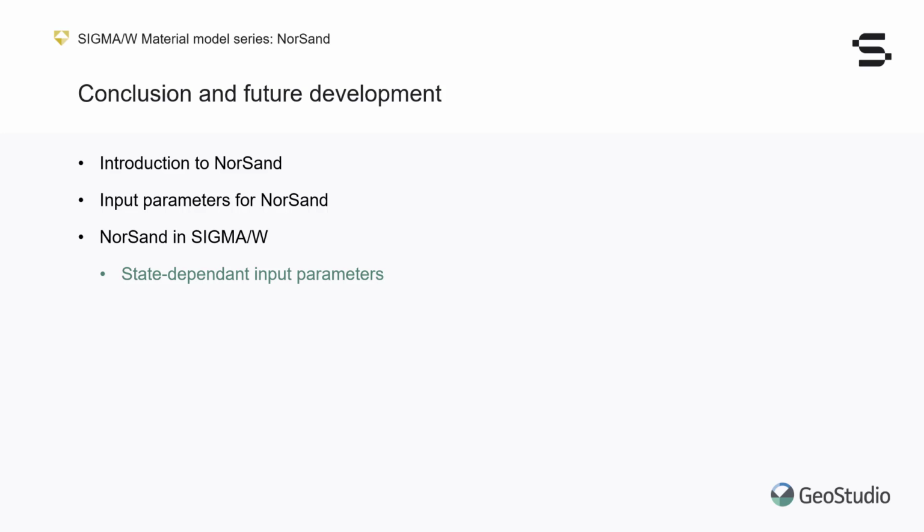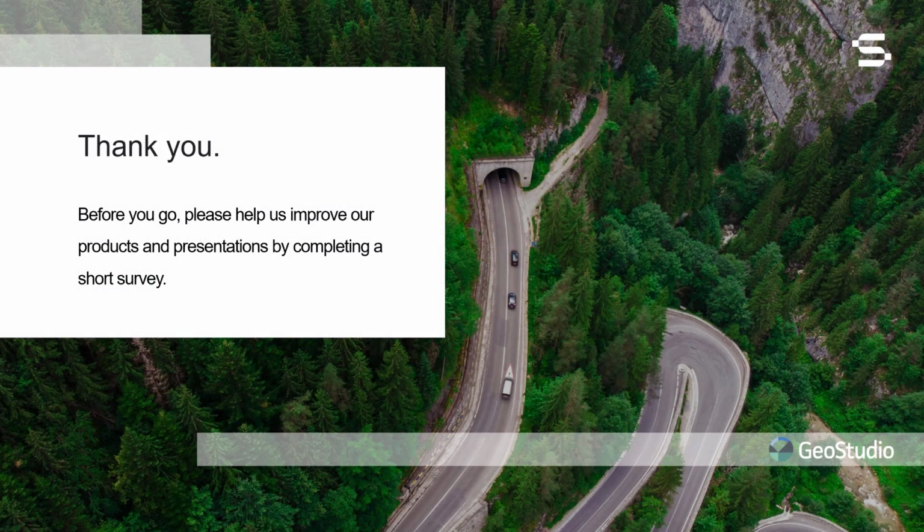Our team of development engineers is already hard at work to provide new improvements to NorSand in the next version of Sigma W that should be released this spring. Users will notably be able to define the elastic shear modulus at reference pressure as a function of void ratio. It will also become possible to use the state parameter as an input instead of the void ratio. If you'd like some new features and capabilities added to NorSand in Sigma W, don't hesitate to make suggestions by submitting support requests.